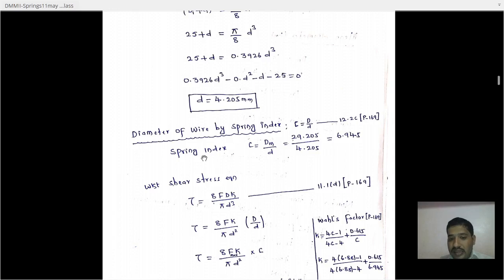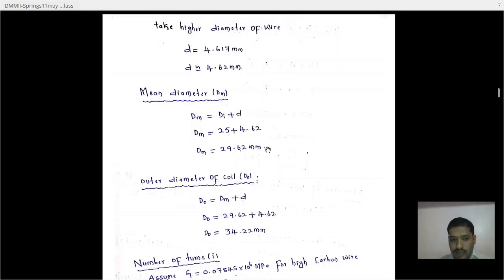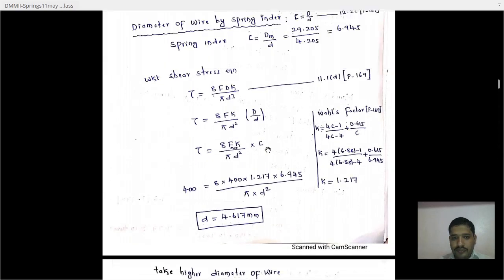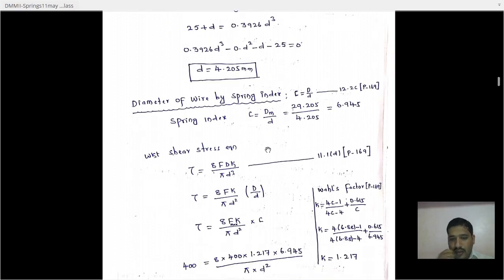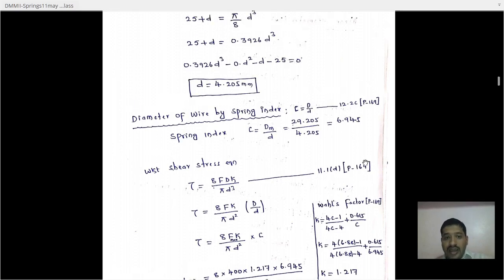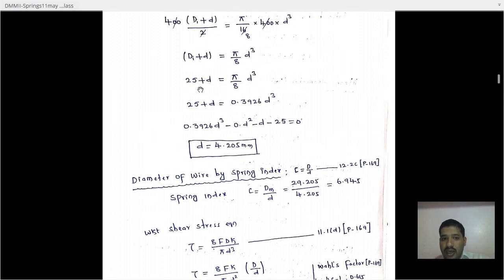Spring index C is equal to mean diameter by small d. How to get this mean diameter is important. Let us see above: di plus d, if you add, you will get the mean diameter. The value of d equals 4.205, and the di value is 25.